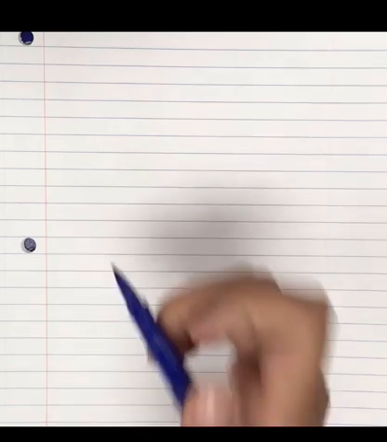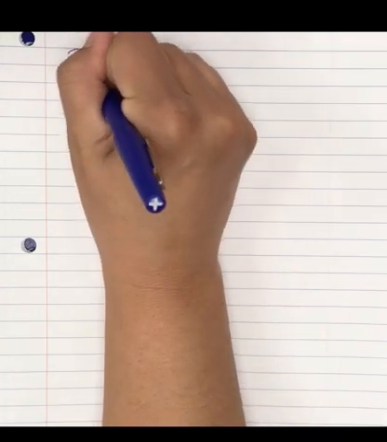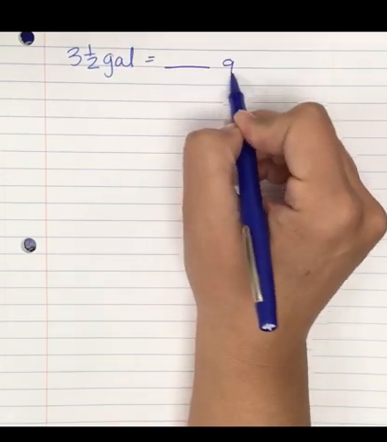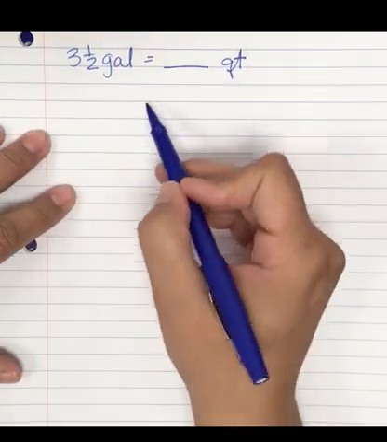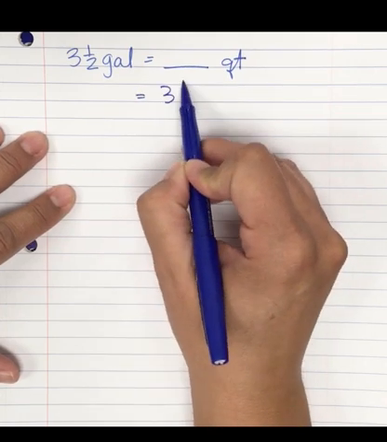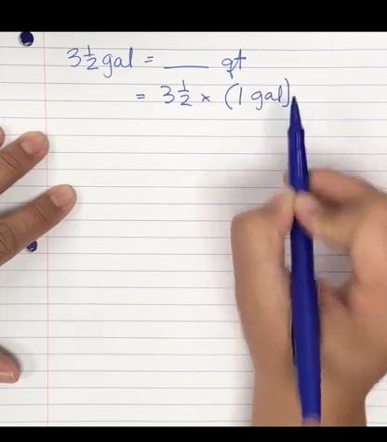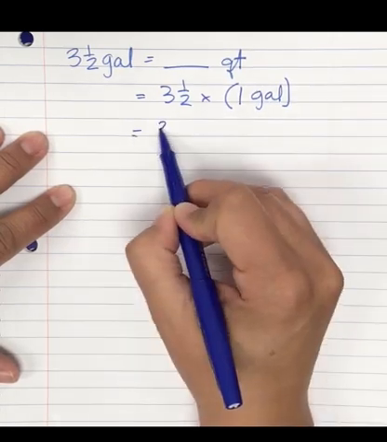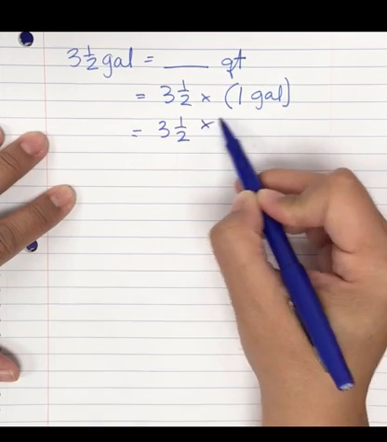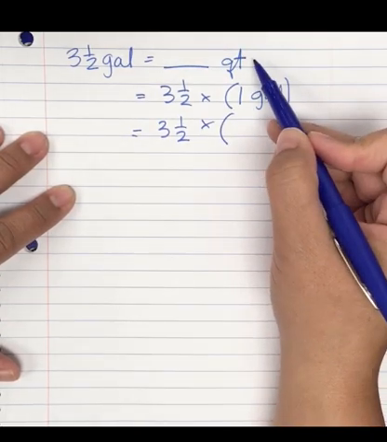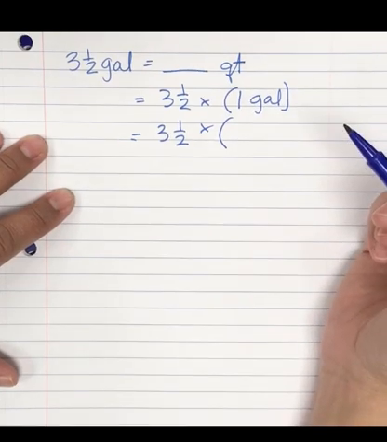Okay. Next one. 3 1/2 gallons equals how many quarts? All right, so bring that down, 3 1/2 times 1 gallon. Bring it down again, 3 1/2 times, okay, so 1 gallon is how many quarts?